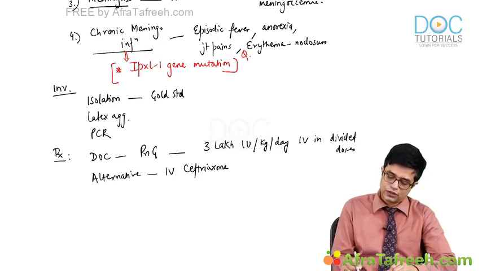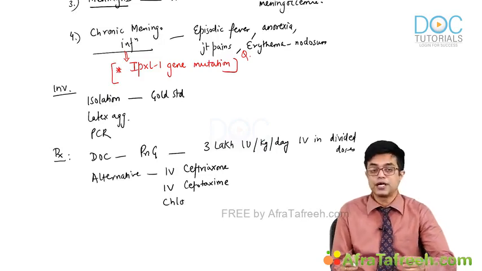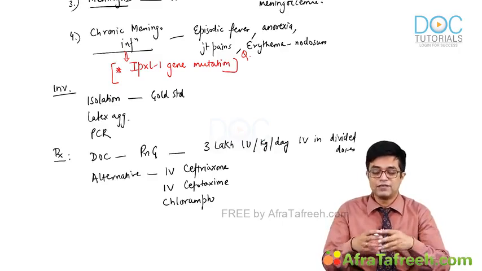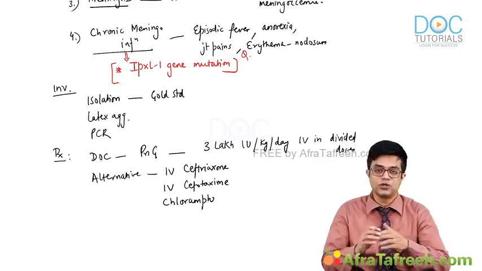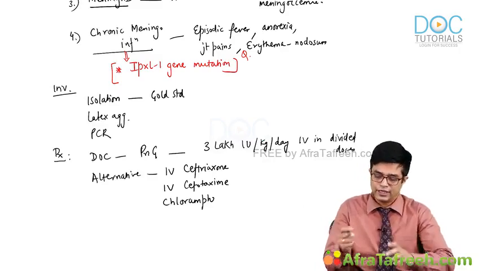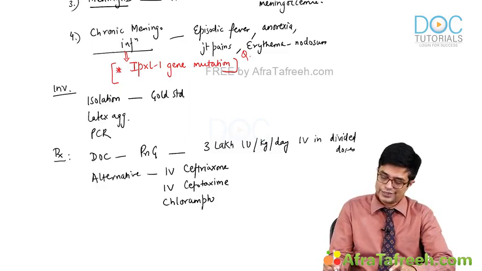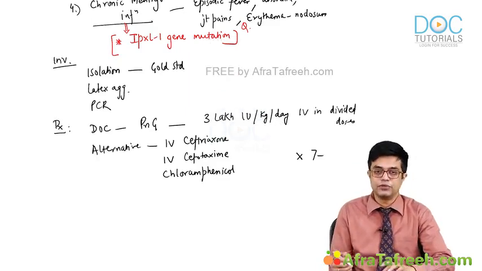Some books still talk about chloramphenicol, including Ghai, but in my clinical practice so far, I have never seen anybody give chloramphenicol for meningococcal infection. It is virtually not used, it is more of a theoretical thing. The total duration of therapy is 7 to 10 days. Whatever agent you are using, you give it for 7 to 10 days.